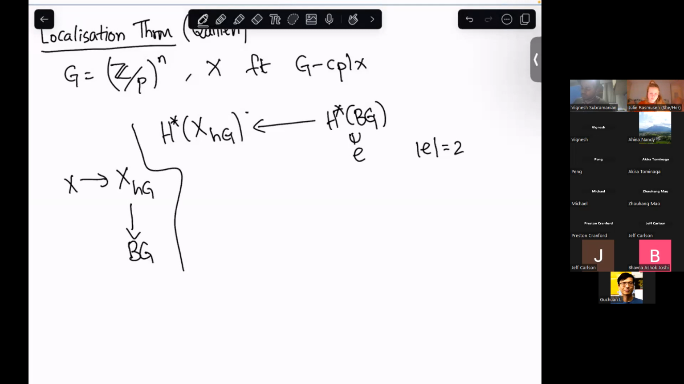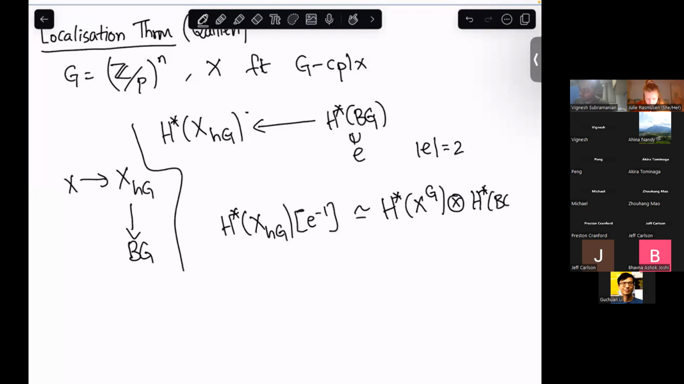You can pull back the class to get, and what Quillen's theorem says is that if you have G an elementary abelian group and X a finite G CW complex, you can start with the equivariant cohomology, the Borel cohomology, and you localize it at this Euler class E. So I call this class Euler class. And this is going to be the same thing as the cohomology of the fixed points tensor cohomology of BG localized at E. So this is the localization theorem.